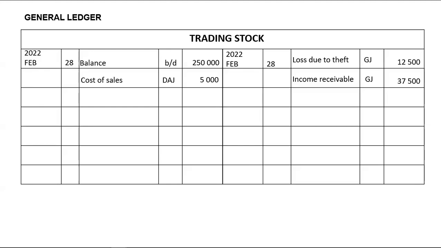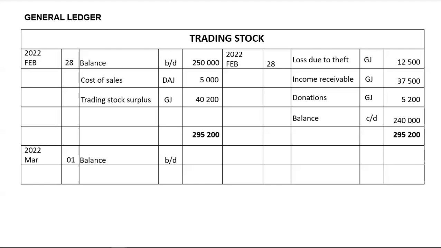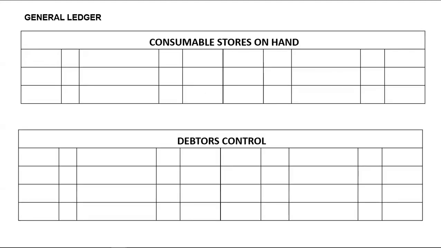We lost stock due to donations, and the cost price of stock we donated was 5,200. And then you have to calculate trading stock surplus, which increases the value of stock we have in the trial balance from 199,800 to 240,000, which becomes our balance carried down. This is the stock that we will start the new financial year with. So in the new financial year, our stock will be 240,000. Consumable stores on hand.